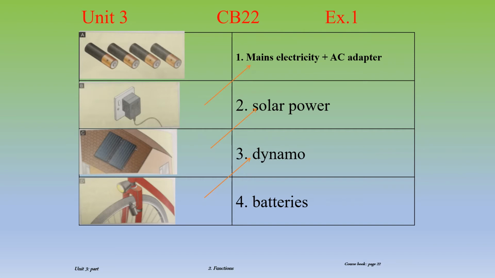3, dynamo. This part on the bicycle is the dynamo. The dynamo changes movement into electricity. Okay, so in the past people used to have bicycles like these. When they move, the light at the front works. When they stop, the light turns off. Okay, this is because of the dynamo. And finally, of course, number 4, the batteries, picture A.